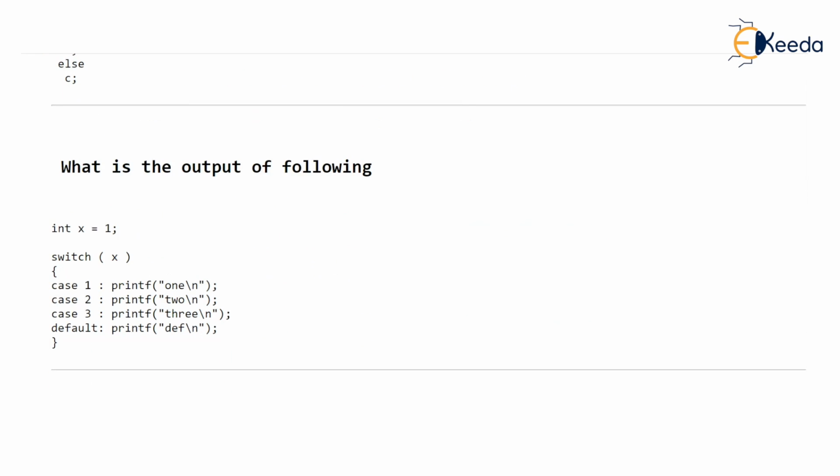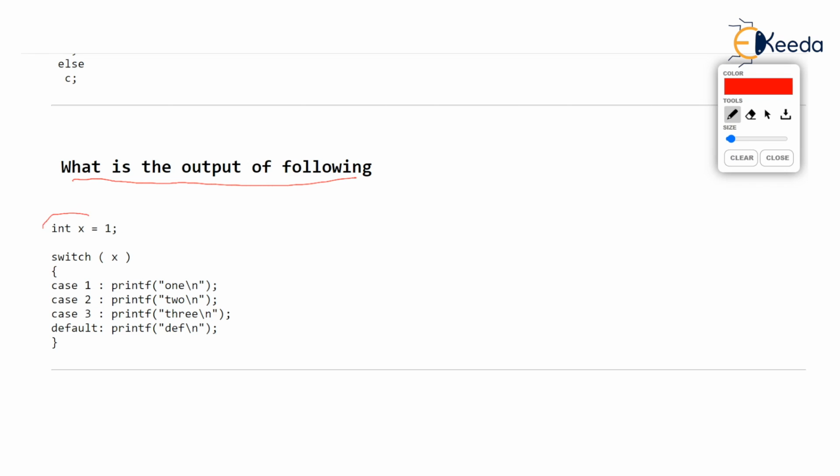In this example, it is asked what is the output of the following. Very interesting. Let's see. In this, we have x equal to 1, as you see, and then switch x. What we are checking is the value of x. Is it 1? Yes, it is 1, isn't it? So case 1 becomes true because x is 1. As case 1 becomes true, printf runs, that is, the action is taken, which prints 1. So 1 is printed on the screen.